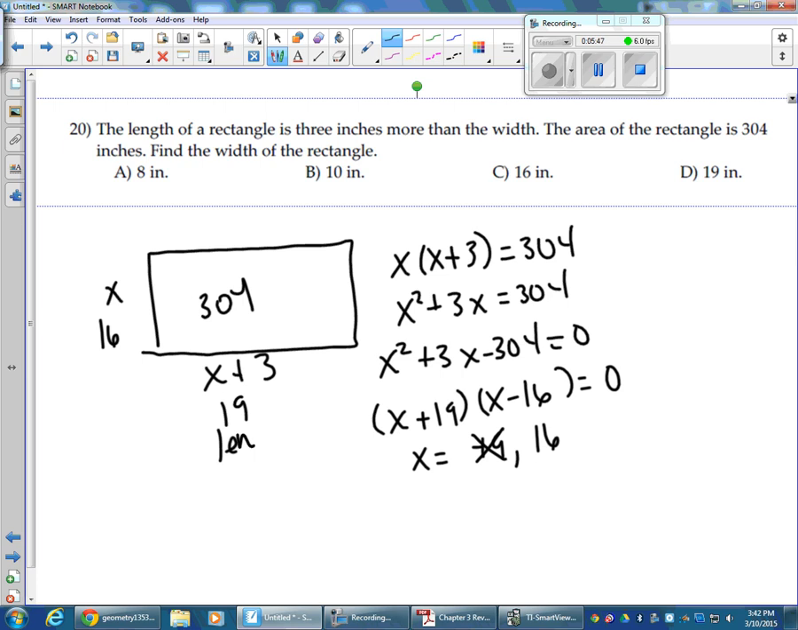So this is the length, this is the width, and the question wants to know, find the width. So my answer is going to be 16. Be careful, 19 is the length, but they didn't want the length. So make sure you're answering the right question.